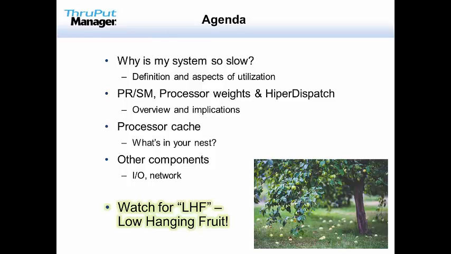Short, simple agenda today. What I really want to talk about is utilization, title being Practical Considerations of Key Performance Area. Why is my system so slow? We'll talk about the actual definition of utilization and some aspects about it. It's a pretty broad term. We'll look specifically at PRISM, processor weights, and Hiperdispatch within the Z architecture, the hardware and the operating system. An overview of those and some of the implications.